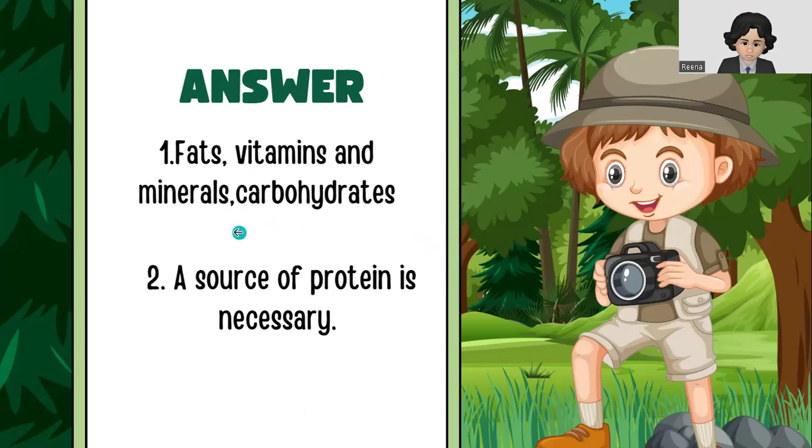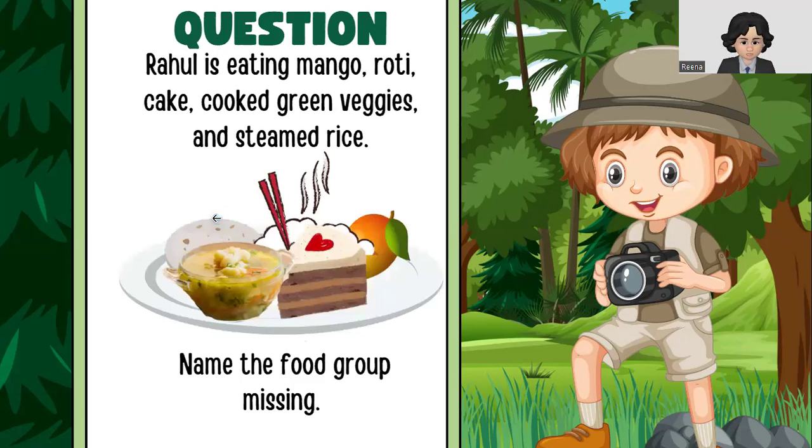And we have fats, obviously fats, because in cake we use sugar, we use oil, we use butter as well in something, we use cream. So these are the examples of fat. Now, second question. Rahul is eating mango, roti, cake, cooked green veggies, and steamed rice in summer season, guys.